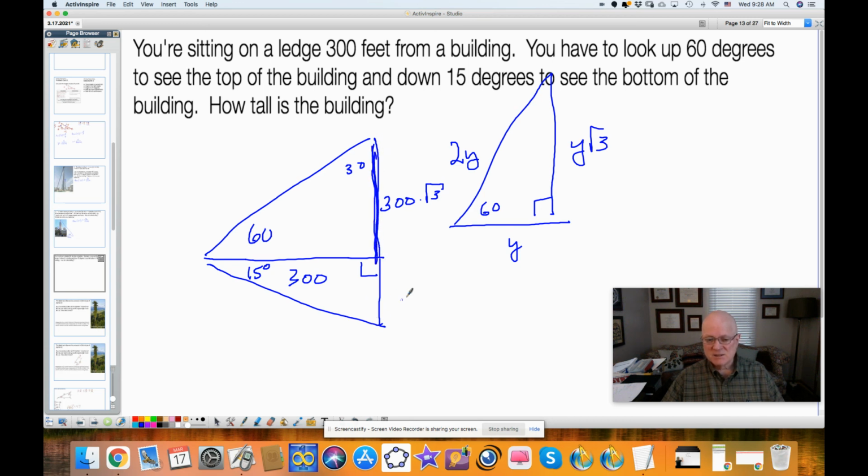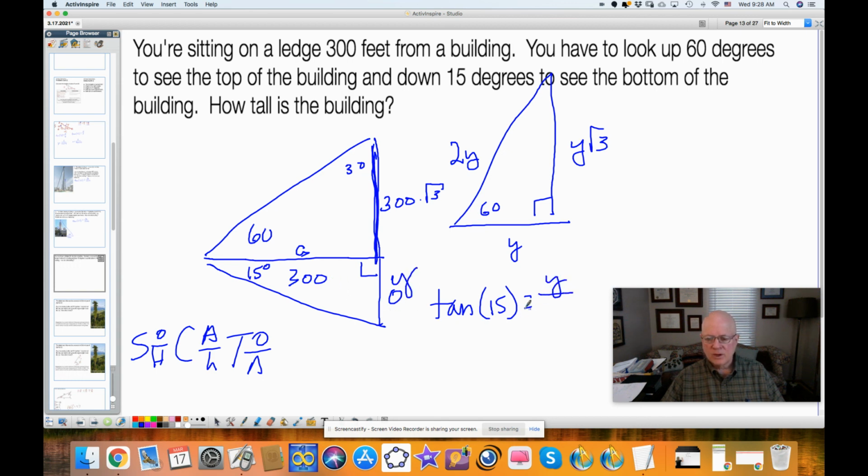And to get this last distance, this is going to be the opposite side. And this is the adjacent side of this angle. So SOHCAHTOA, I'm going to use the tangent. It's the opposite over the adjacent. So the tangent of 15 degrees is equal to the opposite, which is what I'm looking for, call this y, over 300. So I can solve for y and add this piece to this one, and then I get my answer.